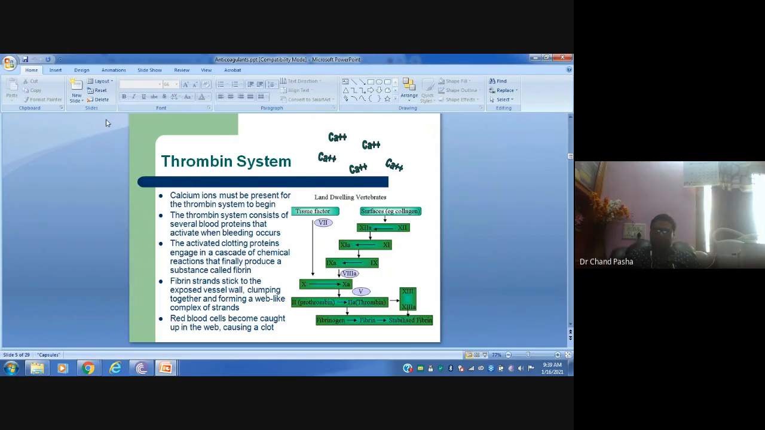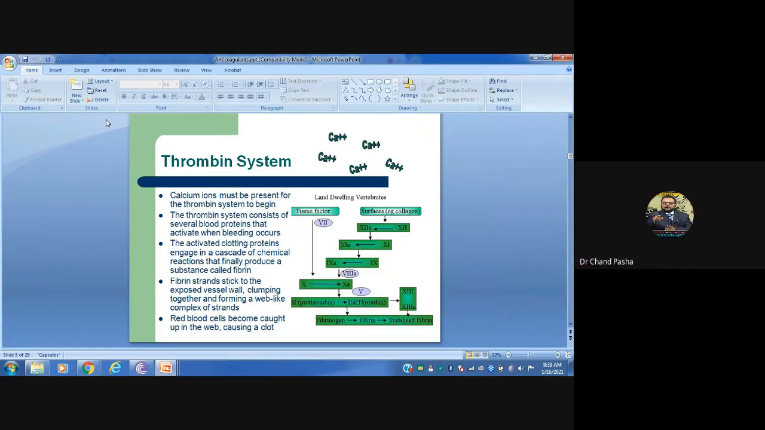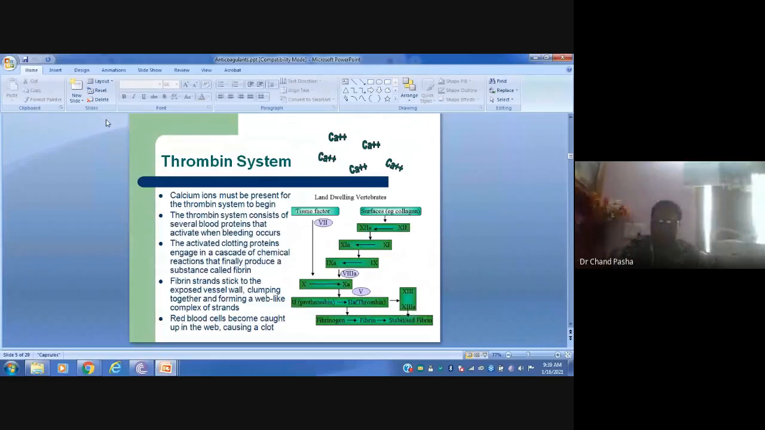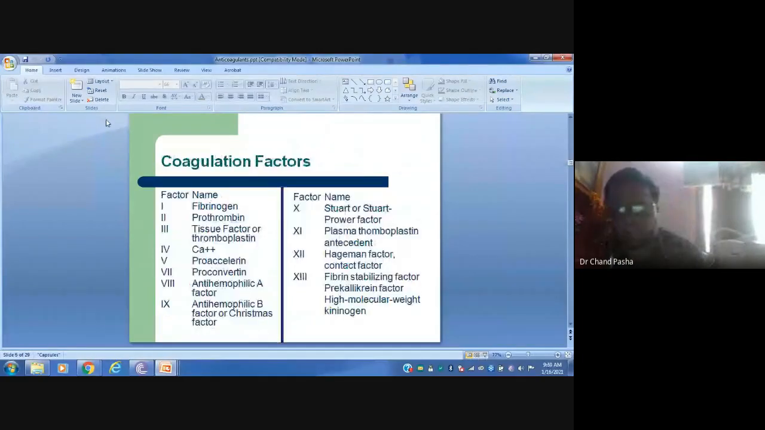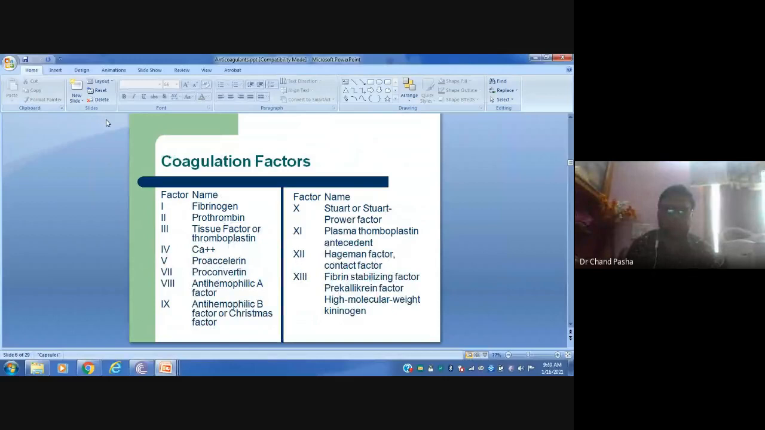This thrombin has a dual job. It activates the 13th factor, through proteolytic activity, cleaving it into the activated factor. Once the activated factor is available and thrombin is available, fibrinogen is converted into fibrin. Fibrin makes the mesh, and this mesh traps the RBCs, so the blood clot will be completed. These are the different clotting factors we have; in total, 13 factors.